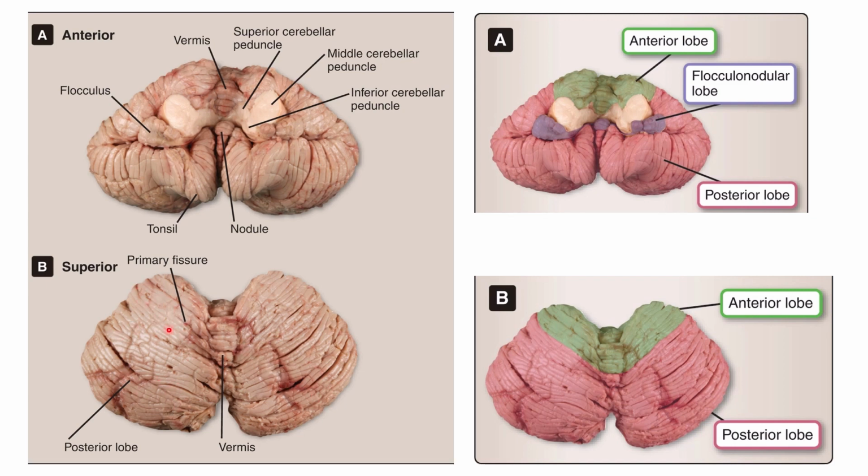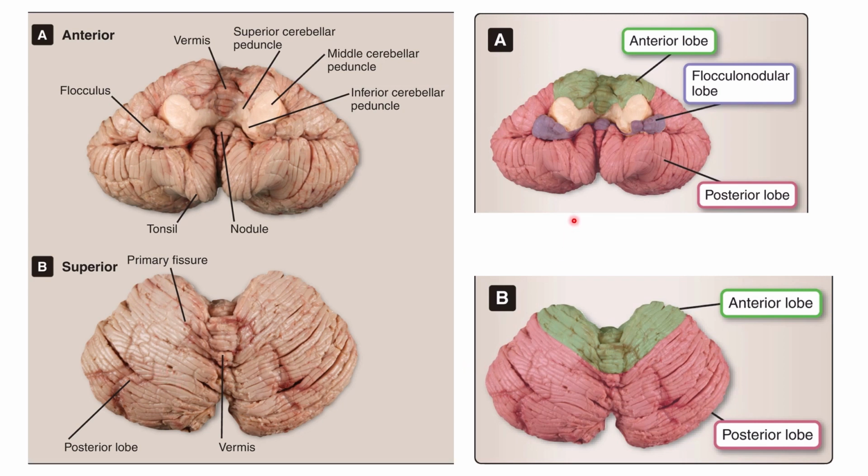Also, you see these folds. These folds are called folia, F-O-L-I-A. Folium is the singular form. And the darker lines that you see, these are the sulci. So each one is a sulcus.